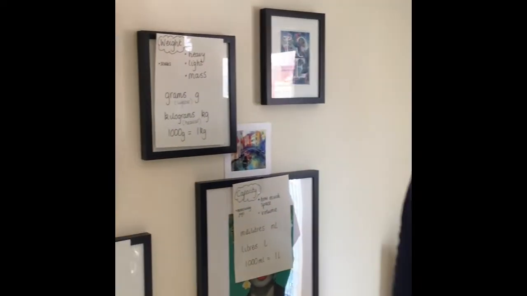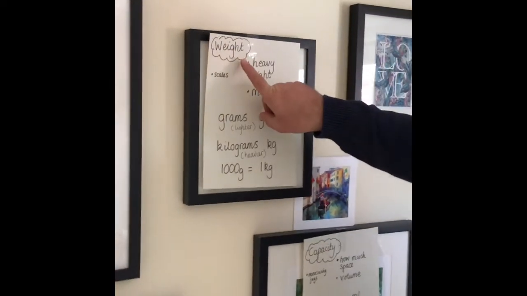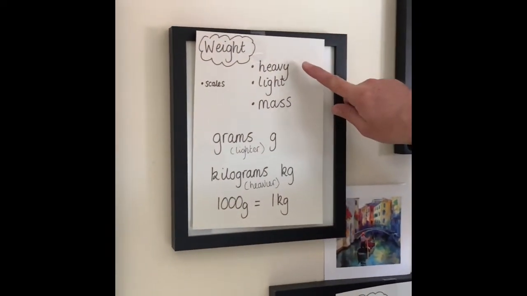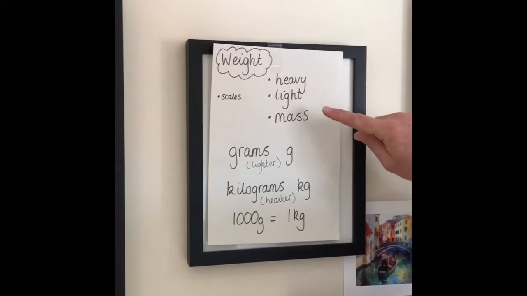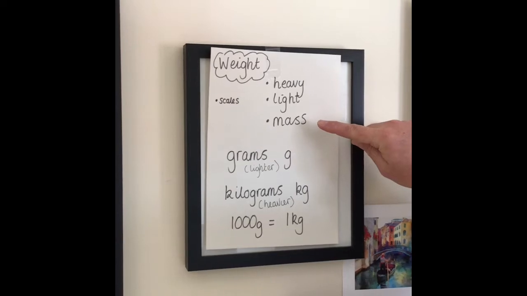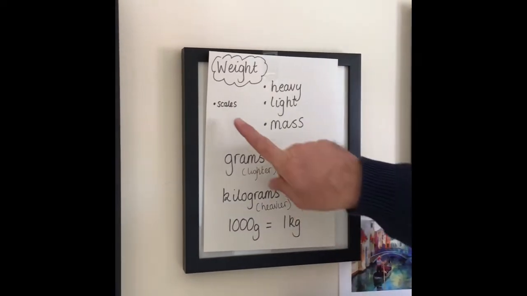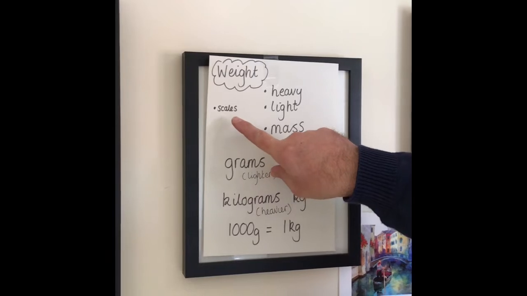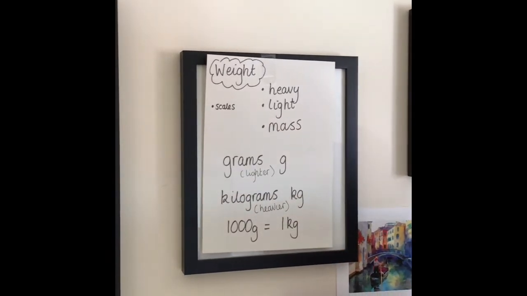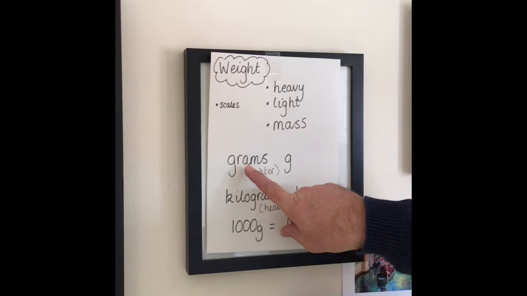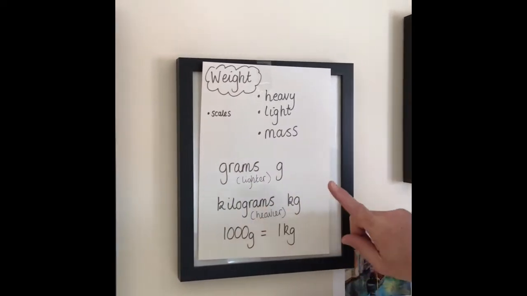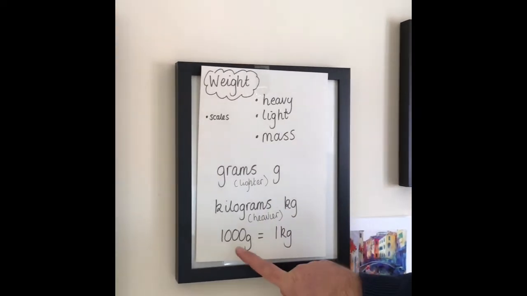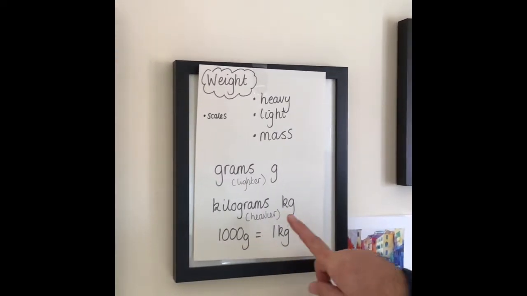Hello, now this is the third way we're going to look at measurement today, and we're going to look at weight. When we measure the weight of something, we think how heavy or light it is, and another way of saying the weight of something is its mass, okay? And to measure weight or mass, we use scales, and there's lots of different types of scales. I'm going to show you one in a second. We measure lighter things in grams, which we can write with a G, heavier things in kilograms, which we can write kg, and 1,000 grams is equal to 1 kilogram.